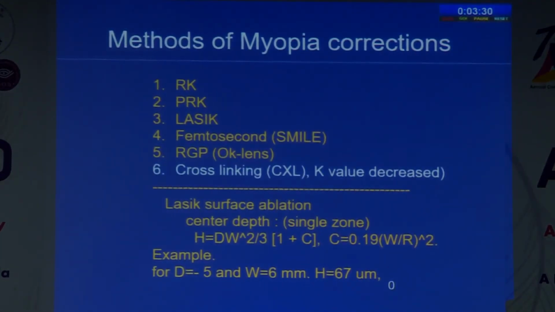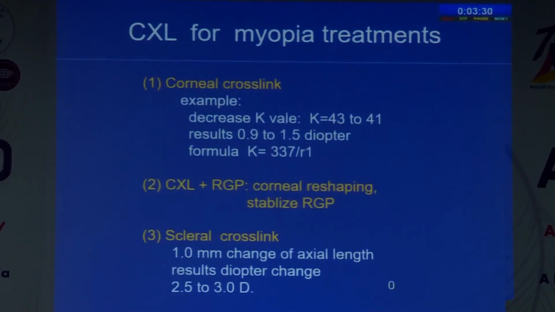Now this summarizes the possible myopia correction. It used to be limited to 1 to 5. Now we have the potential of reaching number 6, for a small, maybe up to 2 diopters, with cross-linking. Now, for myopia treatment, that's the one, for example, where the K value goes from 43 to 41, and by the formula K equals 337 divided by R, you can produce about 1.5 diopters for a reduction of K values.